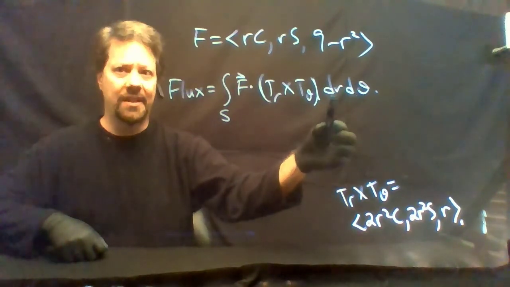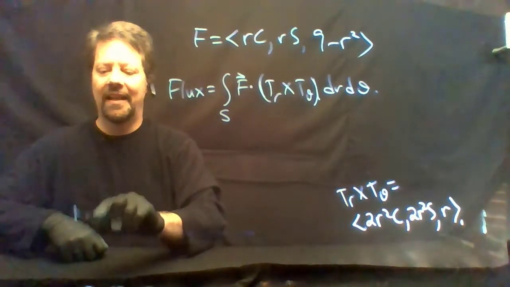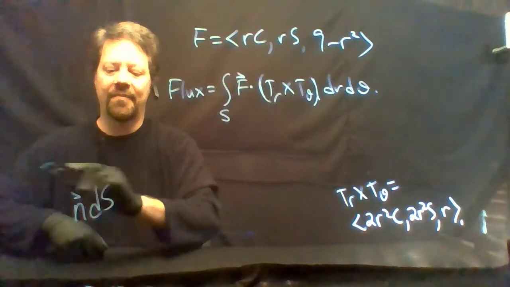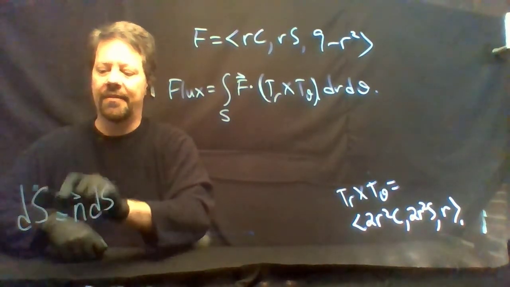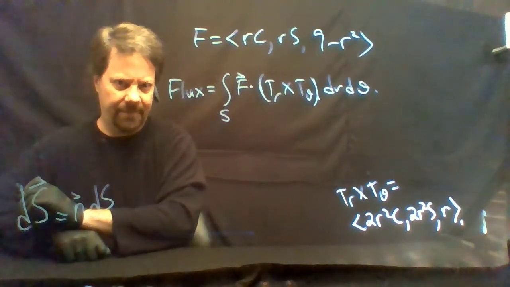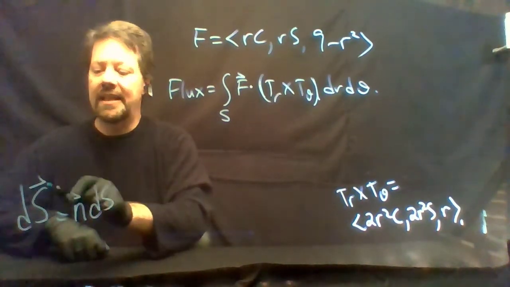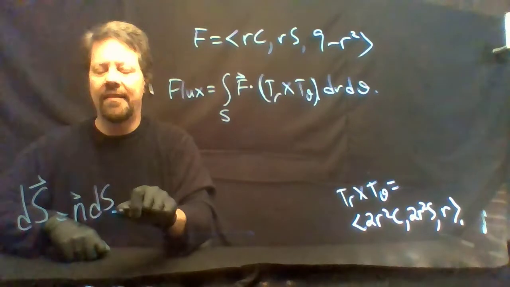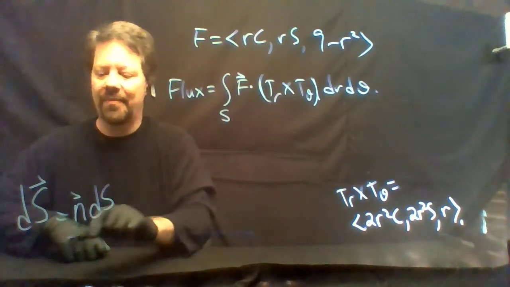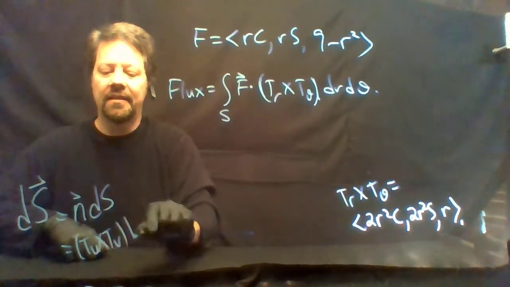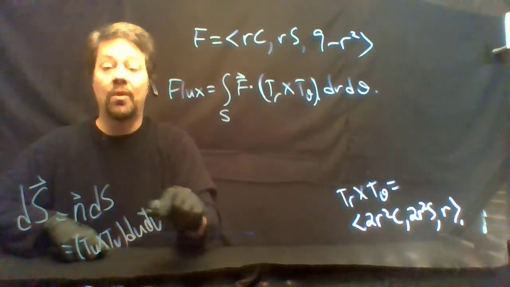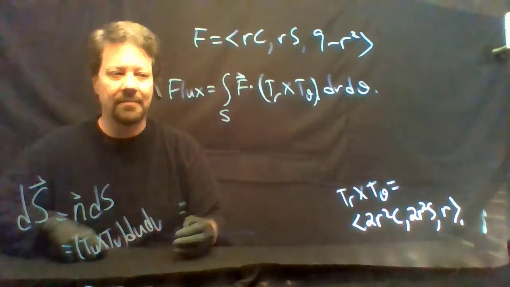It's just dr d theta, n times the element of surface area, which, by the way, is sometimes denoted by certain authors as d vector S. If you see a d boldface S, they're using n times dS. It is T_u cross T_v, du dv, whatever u and v are.